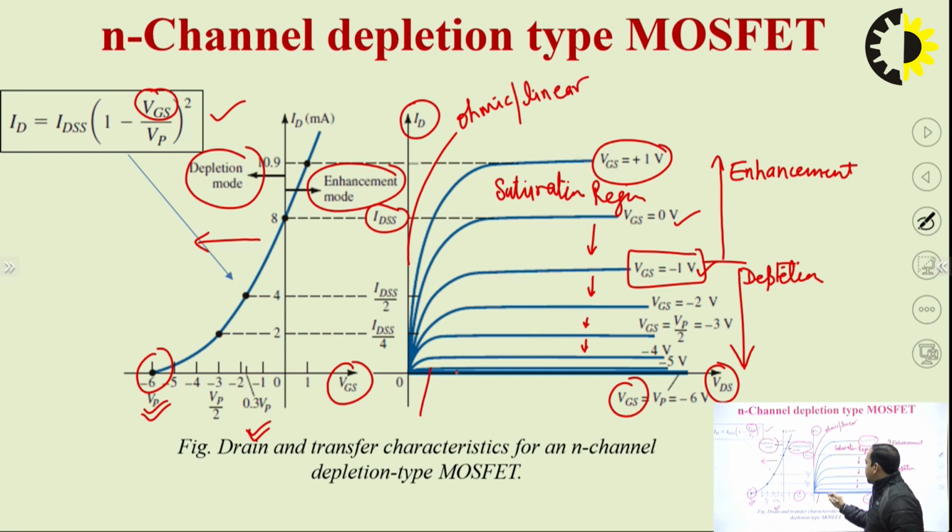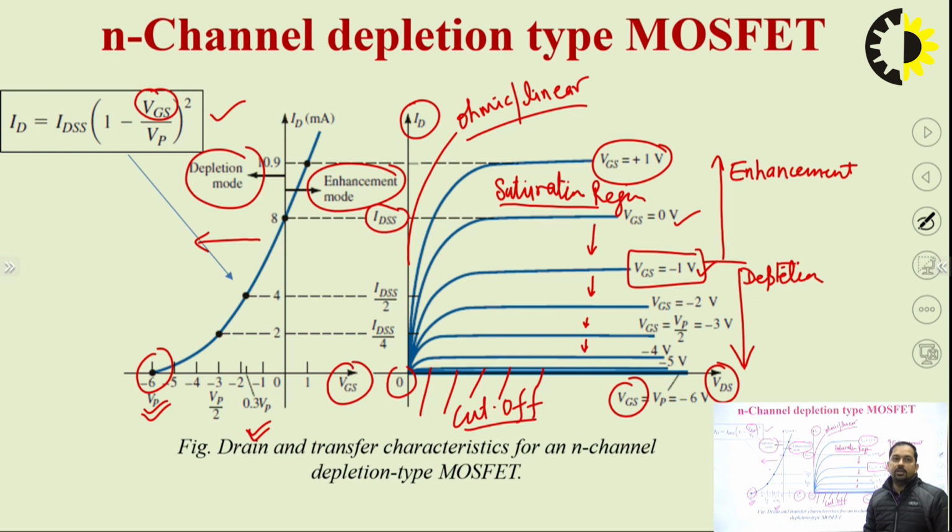And below this, where the current is 0, this is called cutoff, because in this particular region we can observe that the current is 0. So we have basically marked all the regions: saturation region, cutoff region and ohmic or linear region. So these are the characteristics of the N-channel depletion type MOSFET.